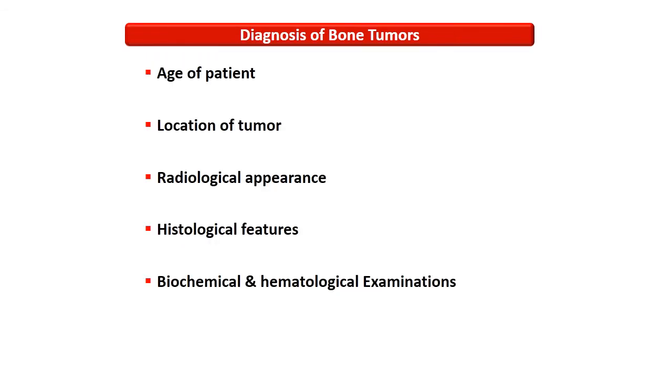By now we can conclude that for the diagnosis of bone tumors, certain parameters are very important to know to properly categorize the lesion. These are the age of the patient, location of the tumor, radiological appearance, histological features of the tumor, and biochemical and hematological parameters.